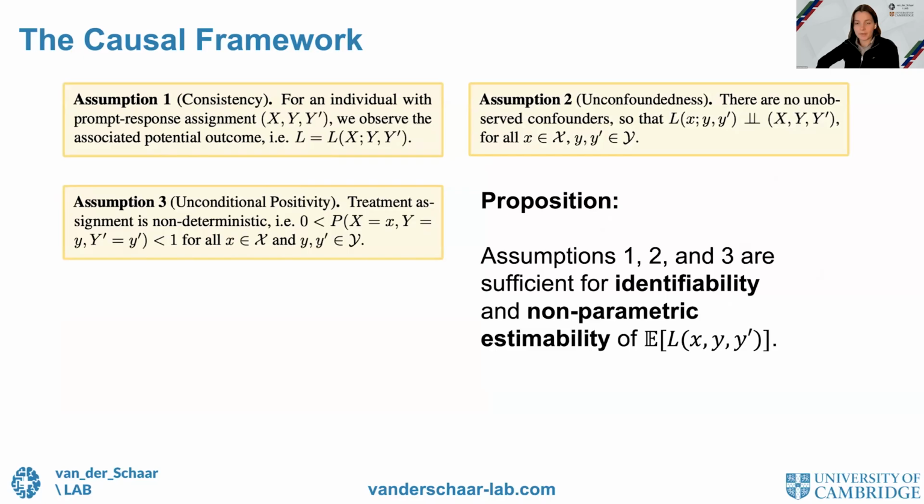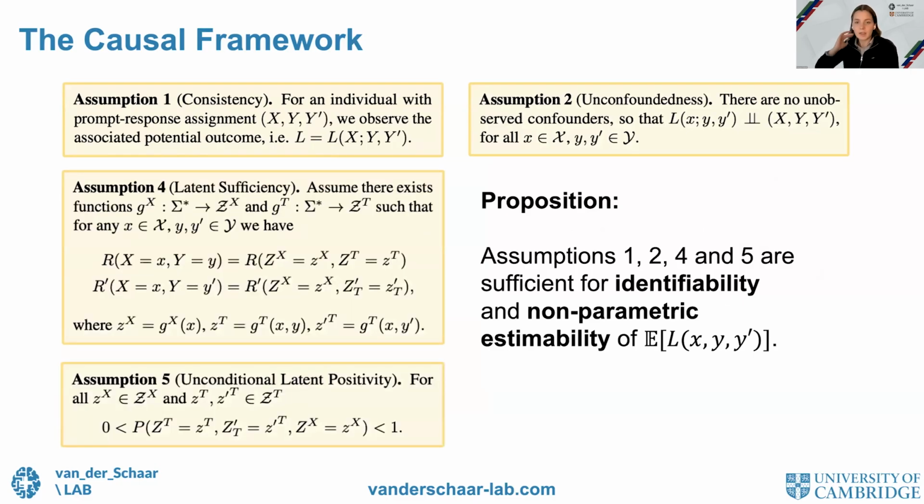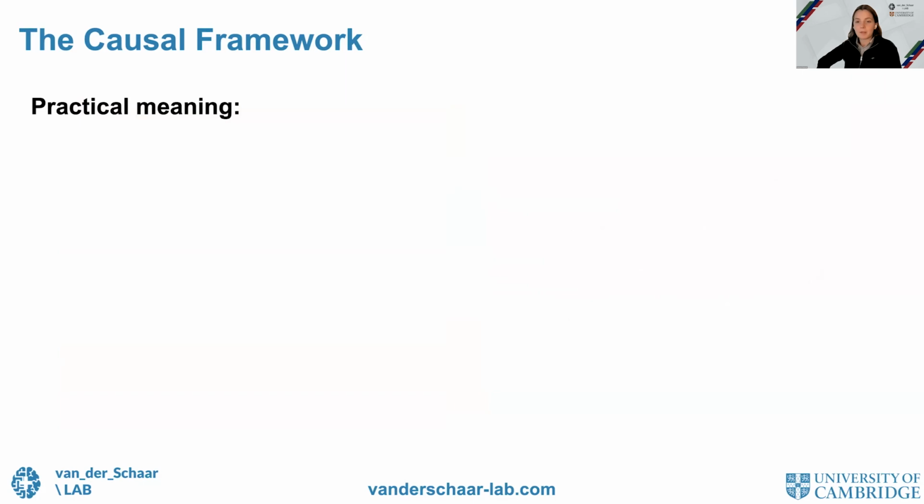Given the latent treatment model that we introduced, we can now replace the positivity assumption, so assumption number 3, with the assumption of sufficiency and latent positivity. And in the paper, we also show that these 4 conditions suffice to guarantee identifiability and non-parametric estimability. Great, but what does it all mean for practitioners?